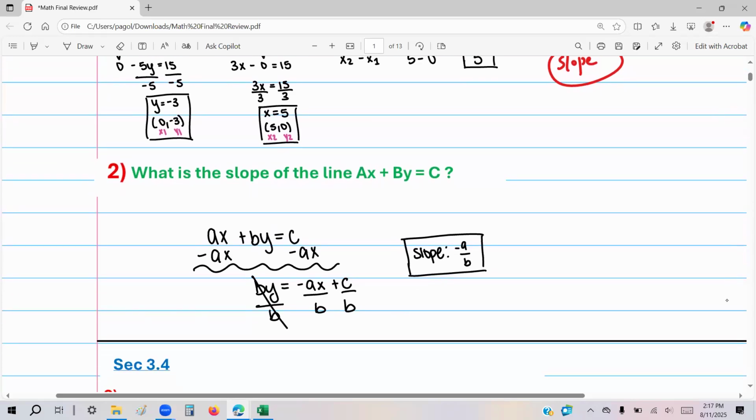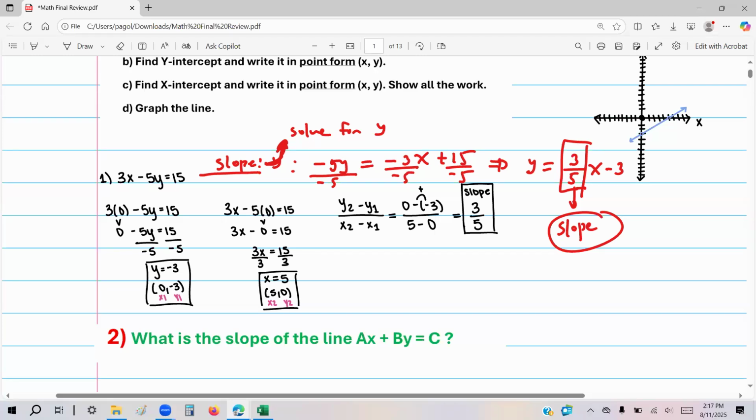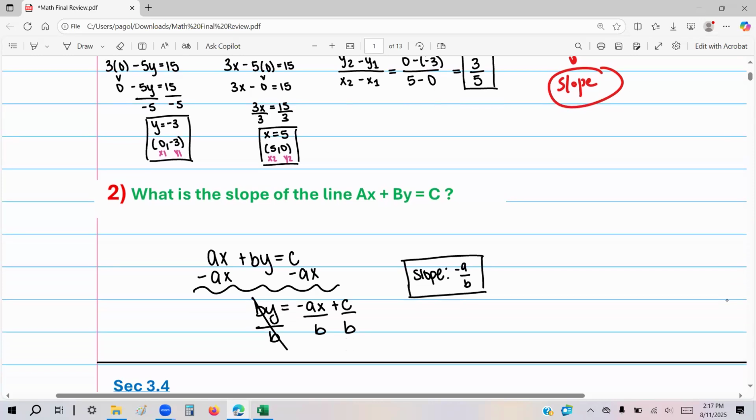Now, either they will ask you this question or the first question, find the slope. Either they give you numbers, like here, 3x + 5y = 15, and you solve for y to find the slope. Or they will give you standard form without any numbers, just variables, and you have to find the slope.